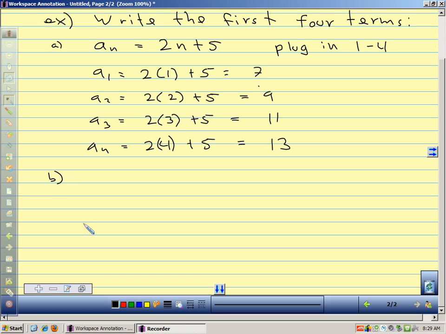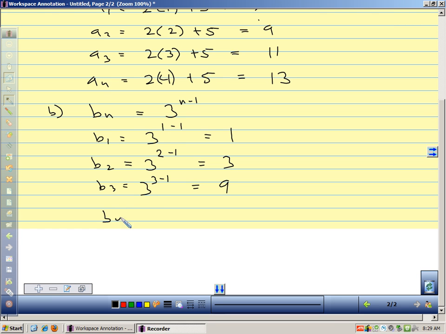Pretty straightforward. If we have our formula b sub n is 3 to the n minus 1, and we want to write down the first 4 terms, we're just plugging in the numbers 1 through 4 into the function. So b sub 1 is 3 to the 1 minus 1, which is 3 to the 0, which is just 1. b sub 2 is 3 to the 2 minus 1, which is 3. b sub 3 is 3 to the 3 minus 1, which is 9. And b sub 4 is 3 to the 4 minus 1, which is 27.